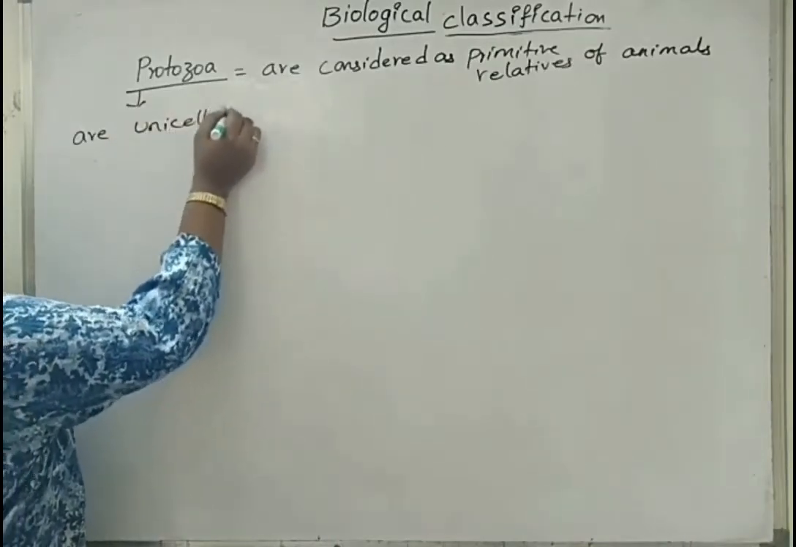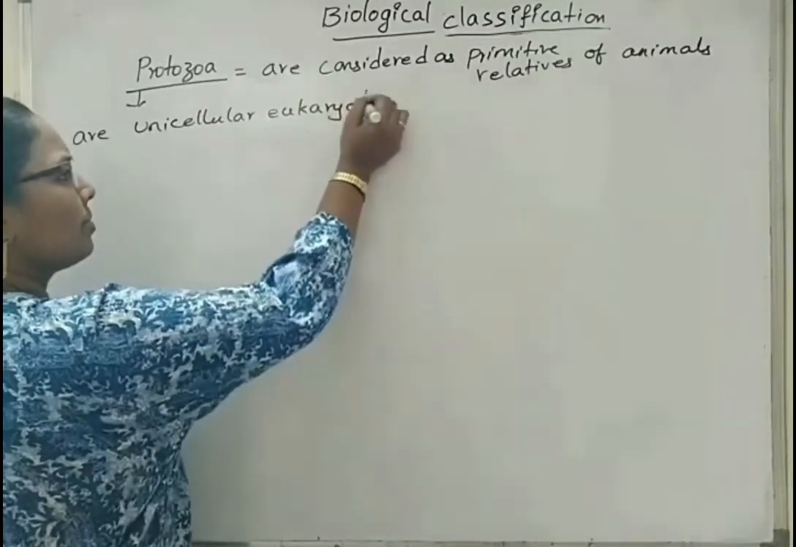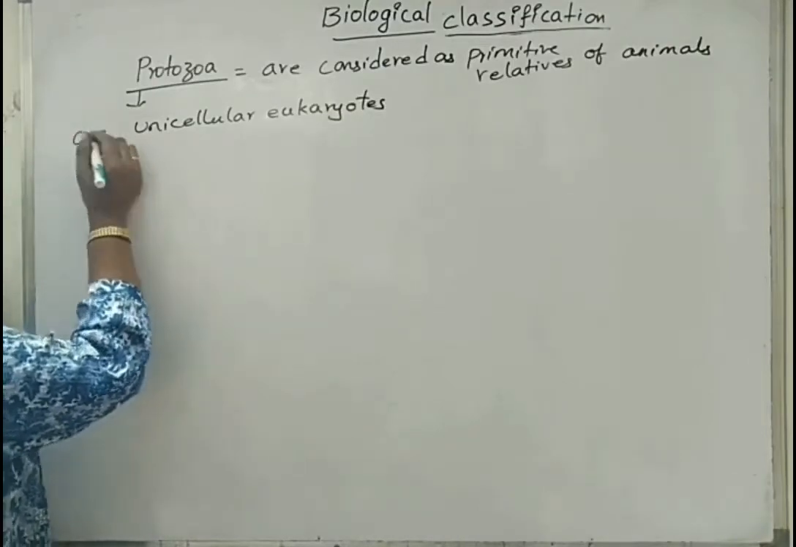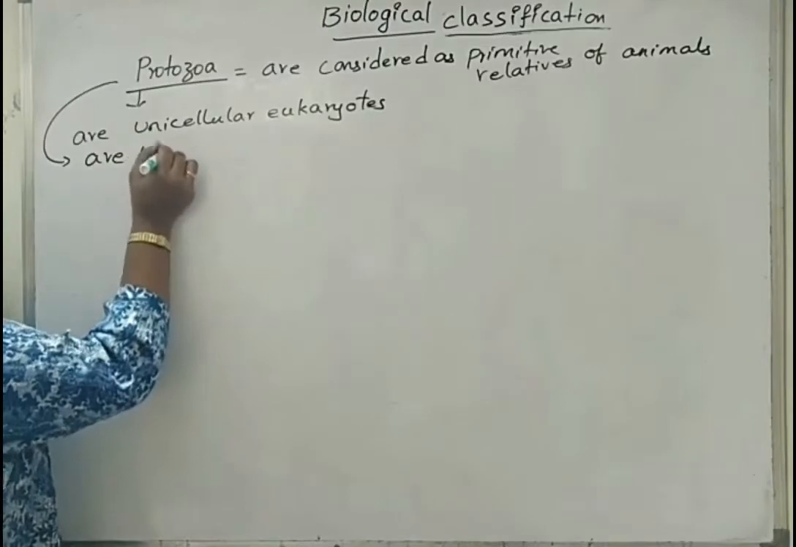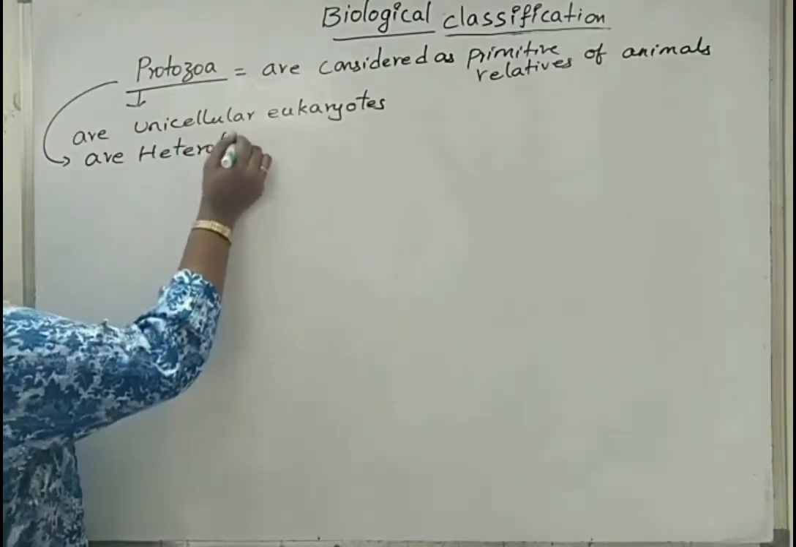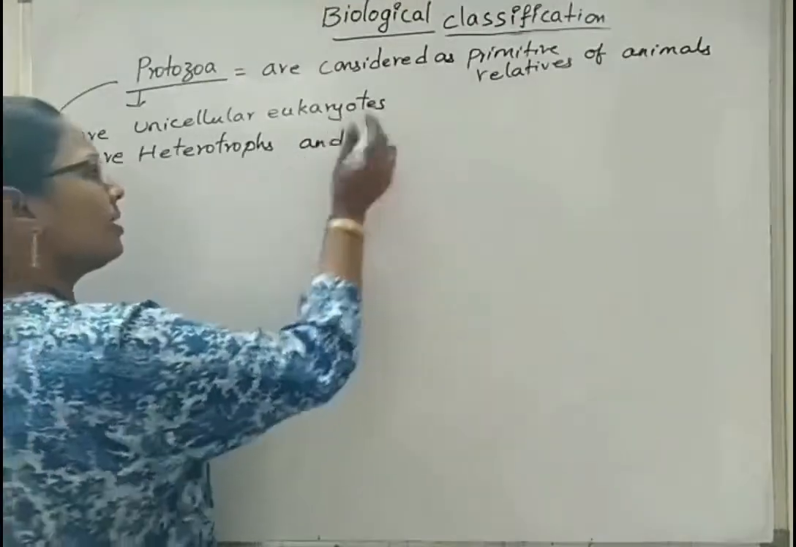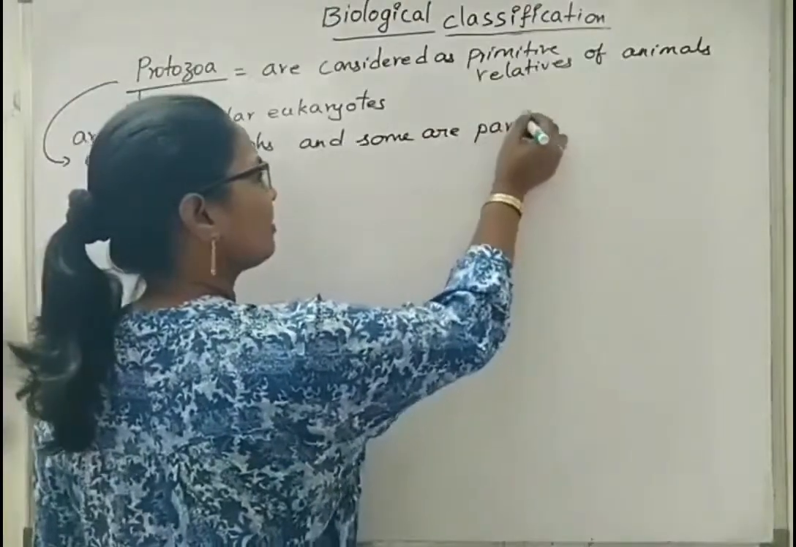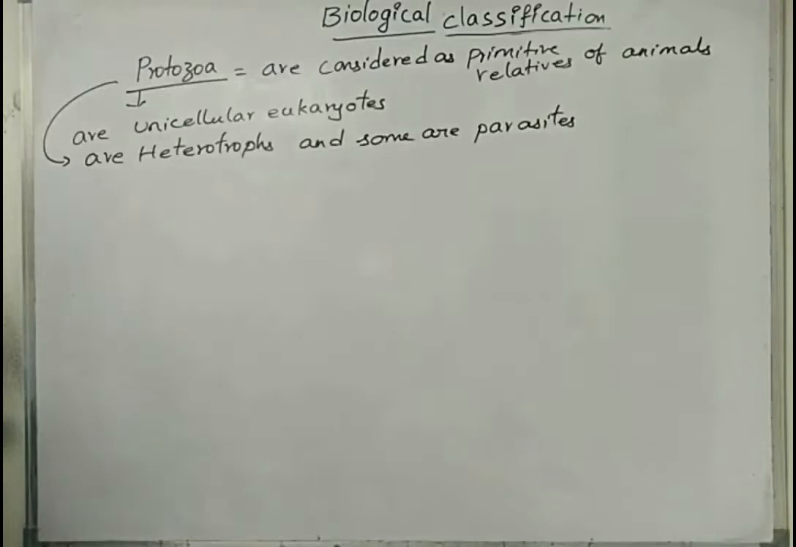So protozoans are unicellular eukaryotes. They are heterotrophs, and some are parasites. We know the meaning of parasite is they completely depend on the host body for food material.